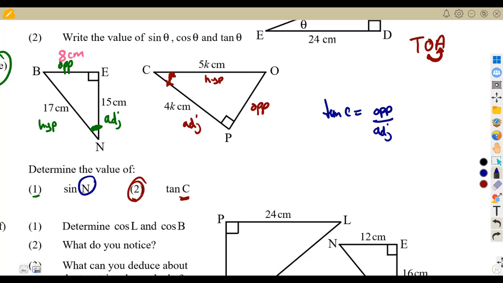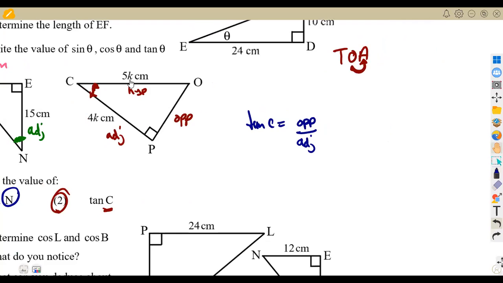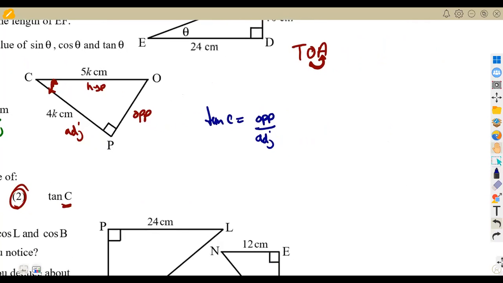We are going to calculate this in terms of K. As we can see, the sides are given as 5K centimeters and 4K centimeters. So we're just going to calculate this in terms of K. Since these sides are in terms of K, just use the numbers, and you know that your answer is going to carry a K, so that you do not have confusion.